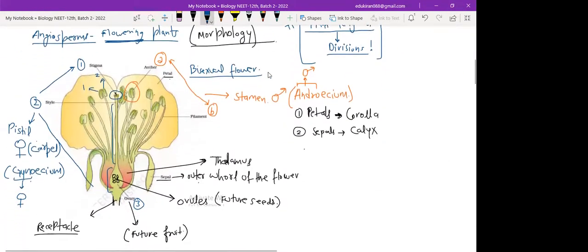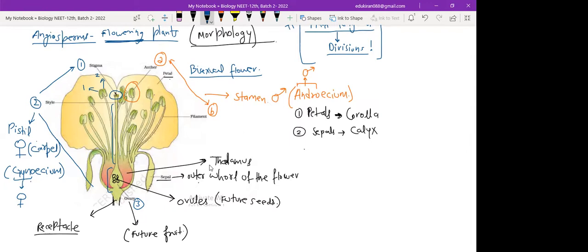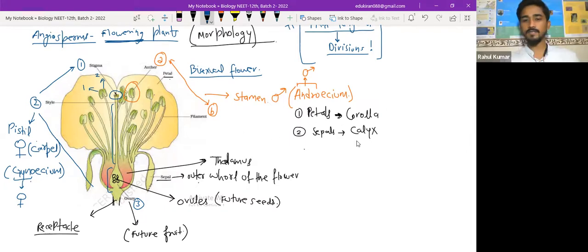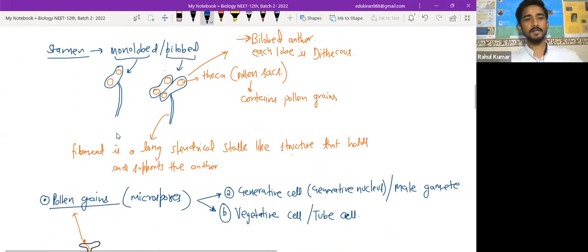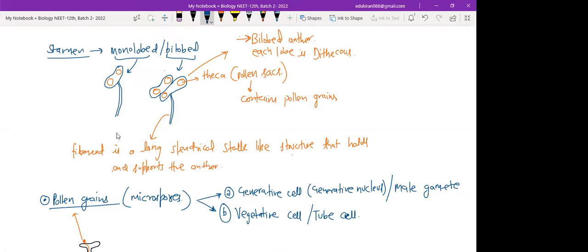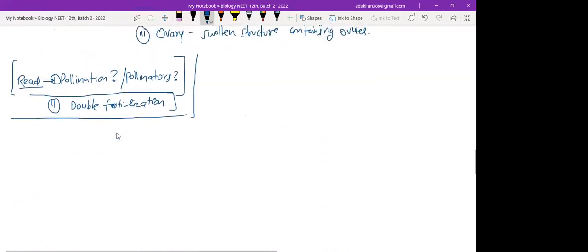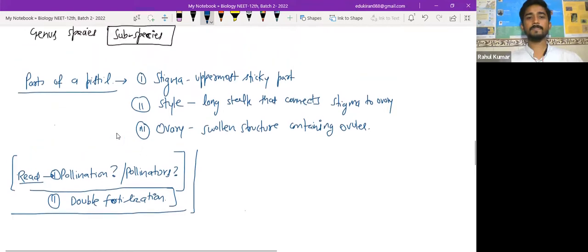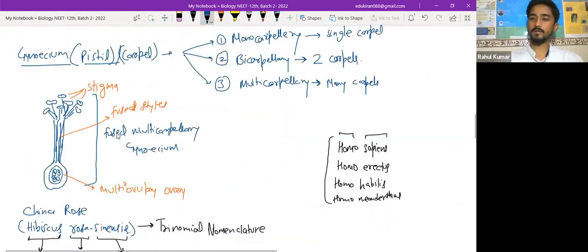Now coming to the flower, I think the overall structure was clear to both of you. All these structures are very much clear, and their alternate names given in books are also clear. We started with understanding some of them in brief, correct? Today we have to do double fertilization and so on. If your structure is clear to you, let's start with the process right away.